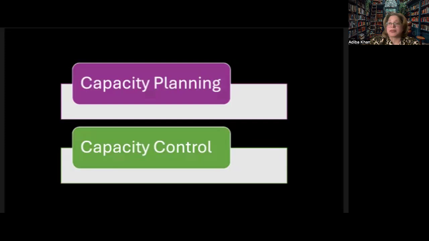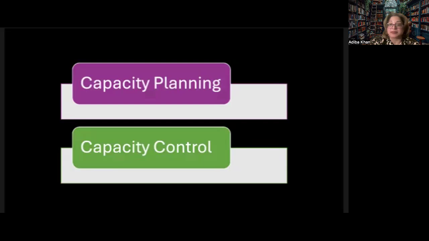So, let me give you some key points. If we're talking about long-term focus, if you're looking at future demand trends to determine necessary resource levels over a longer time horizon, that's capacity planning. If you're relying on forecasting future demand to make strategic decisions about resource planning, you're doing capacity planning.